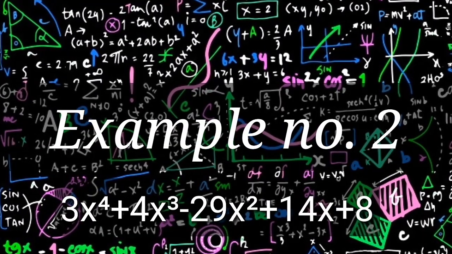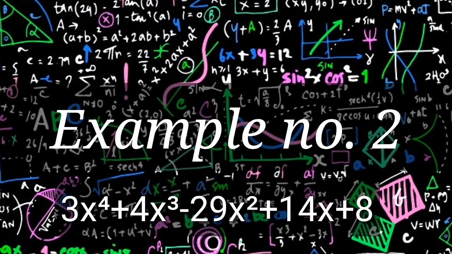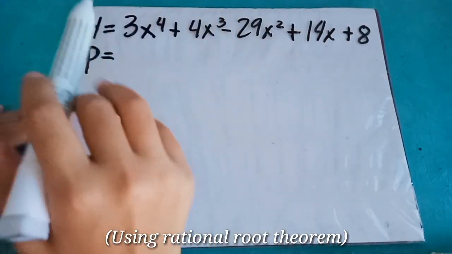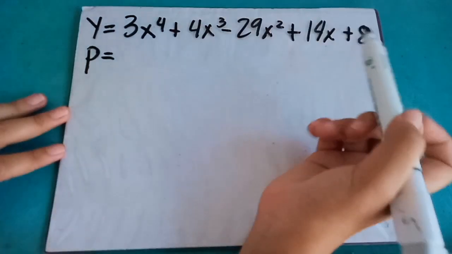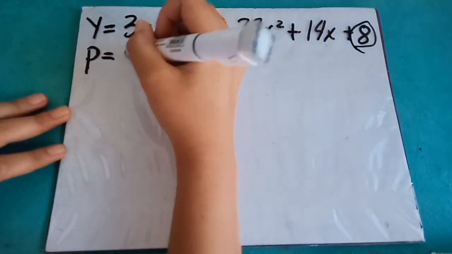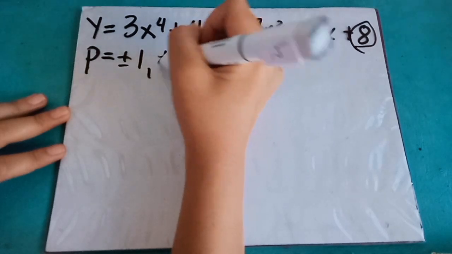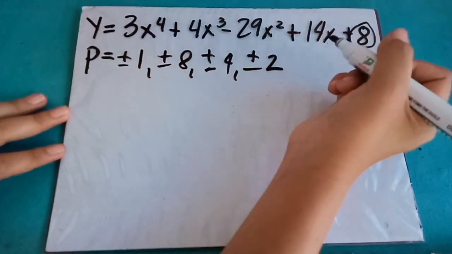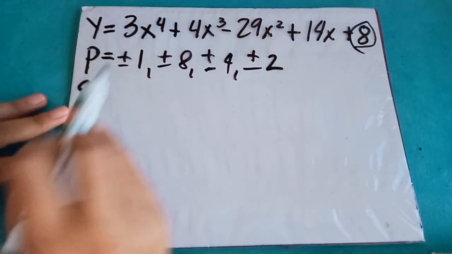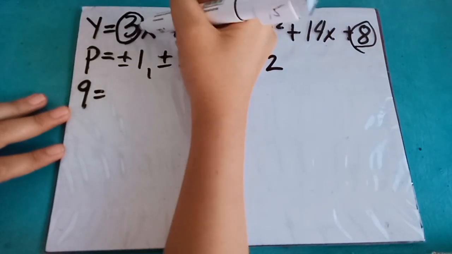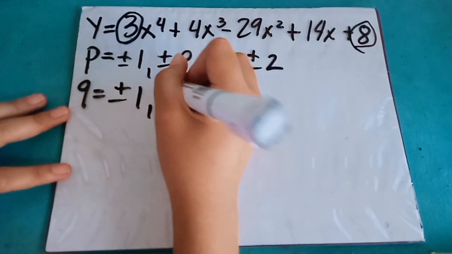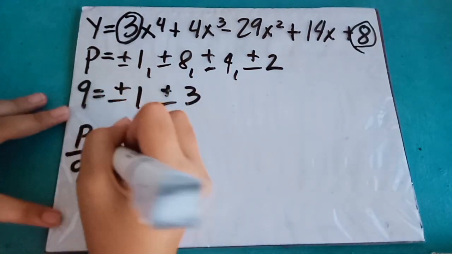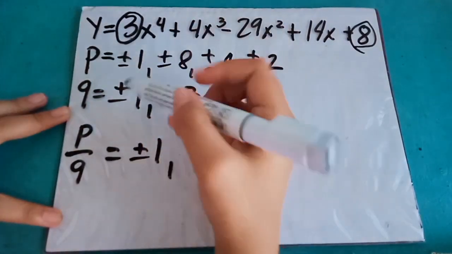Example number 2. 3x raised to 4 plus 4x cubed minus 29x squared plus 14x plus 8. So using the rational root theorem, P are the factors of the constant term, which is 8. So we have positive and negative 1, positive and negative 8, positive and negative 4, and positive and negative 2. Q are the factors of the leading coefficient, which is 3. So we have positive and negative 1, positive and negative 3. So P over Q, divide. So we have positive and negative 1.